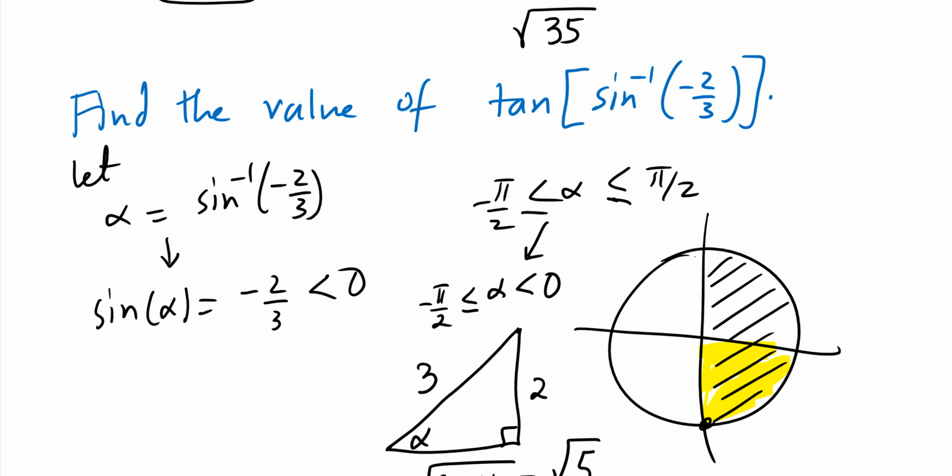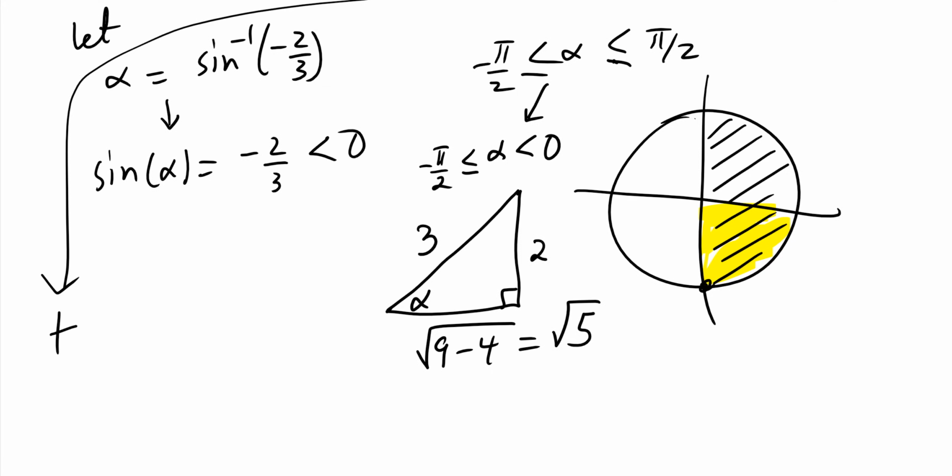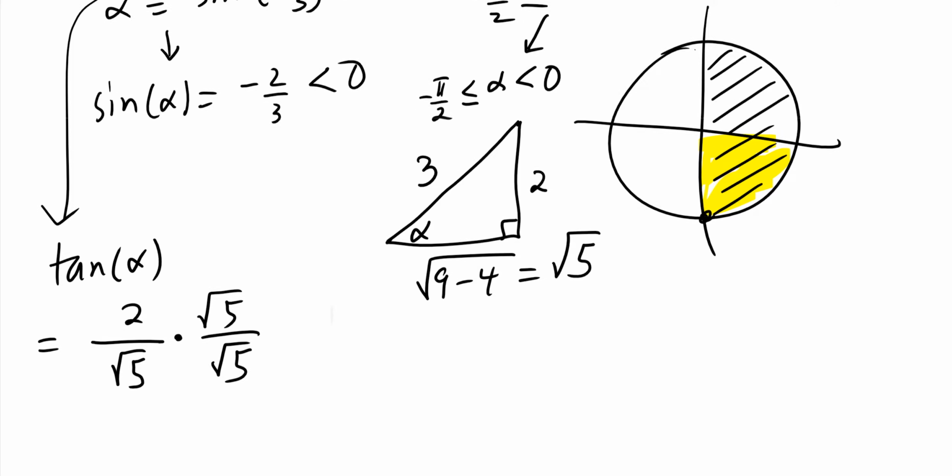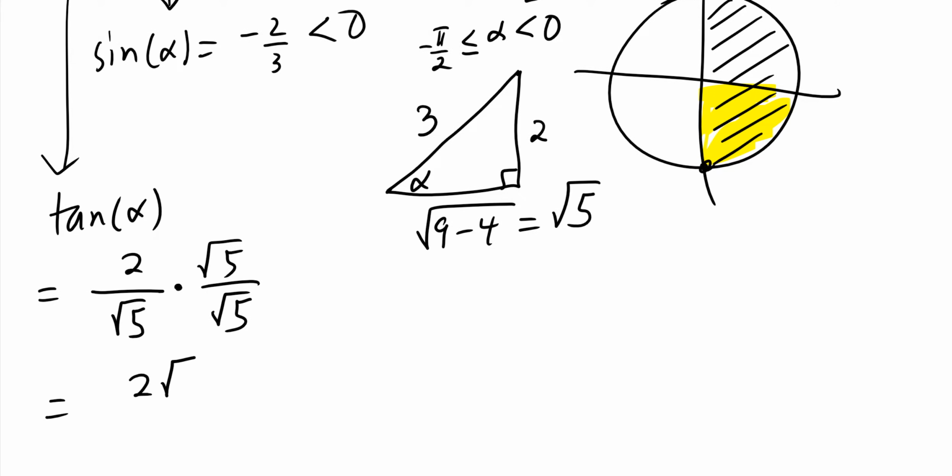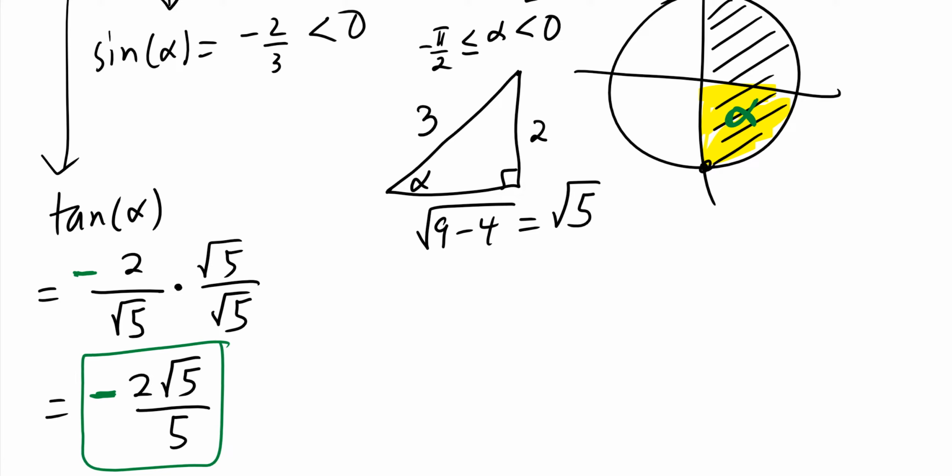What I want to find is tangent alpha now. So what is tan alpha? It's the opposite over adjacent. And we need to multiply by the conjugate. So that gives me 2 square root of 5 over 5. Again, always look at it. We are in the fourth quadrant. That's where alpha is. Tangent is negative in that quadrant. Don't forget the negative sign. Very important.